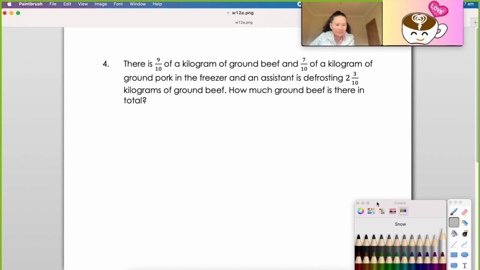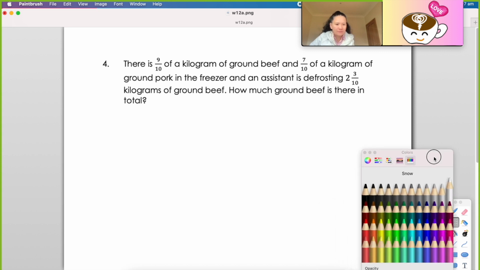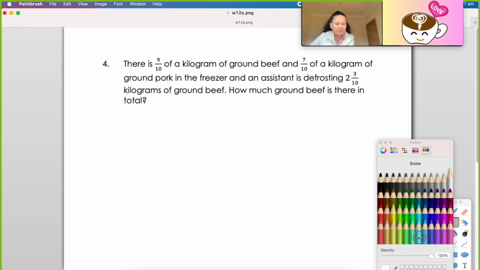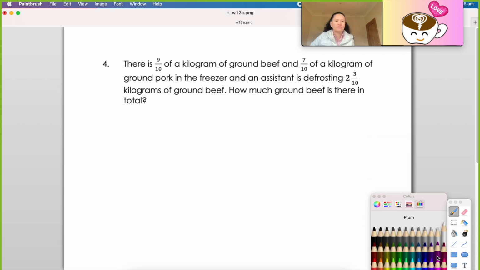There is 9/10 of a kilogram of ground beef and 7/10 of a kilogram of ground pork in the freezer, and an assistant is defrosting 2 3/10 kilograms of ground beef. How much ground beef is there in total? Oh, this one is a little bit tricky. We need to read again carefully. That is 9 out of 10 of a kilogram of ground beef and 7 out of 10 of a kilogram of ground pork. Okay, this one is pork, this one is beef.